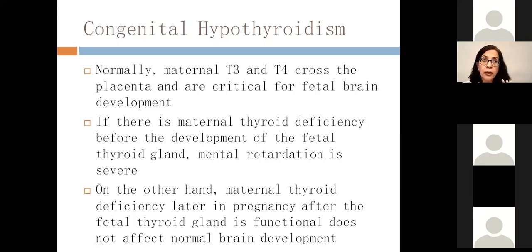In early pregnancy, the fetal thyroid gland is not developed. At that time, if the mother develops thyroid deficiency, the fetus will have severe mental retardation. But if the fetal thyroid gland has developed and now the mother develops hypothyroidism, then what will happen? The fetal gland is already there. The fetus will start producing thyroid hormones and the brain development of the fetus is not affected. So it depends on what time in utero the baby gets exposed to hypothyroidism.